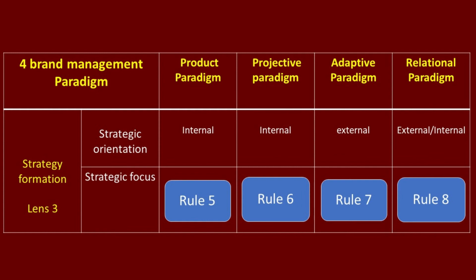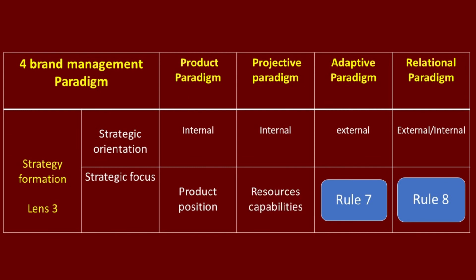The second aspect we study under lens 3 is about strategic focus. Rule 4 is when the marketing vision is based on product paradigm, the strategic focus should be towards product development. Here is all about rationalizing the 4P and accordingly position the product in targeted segments.